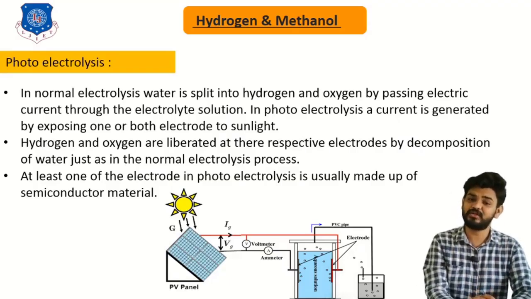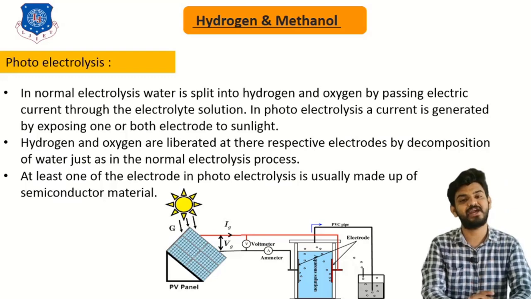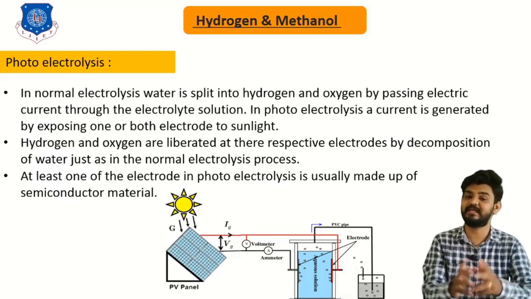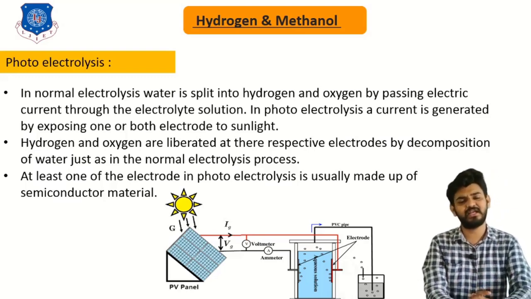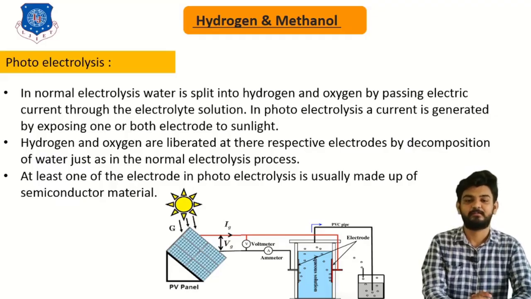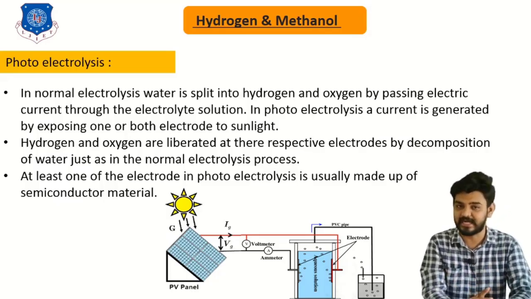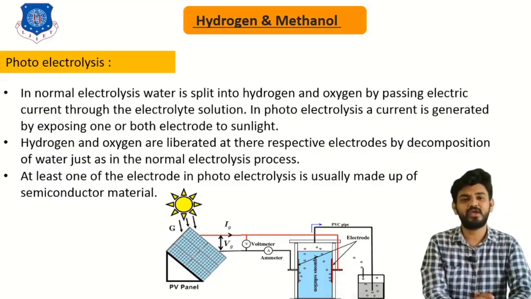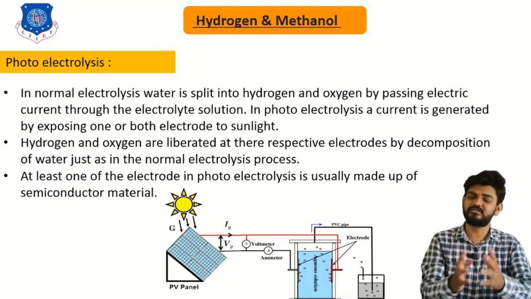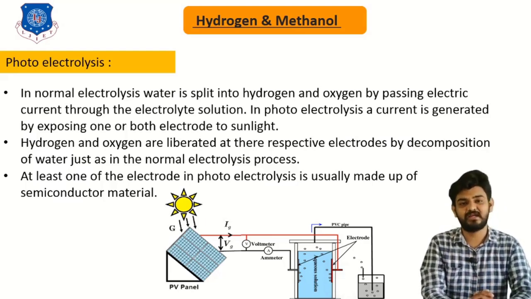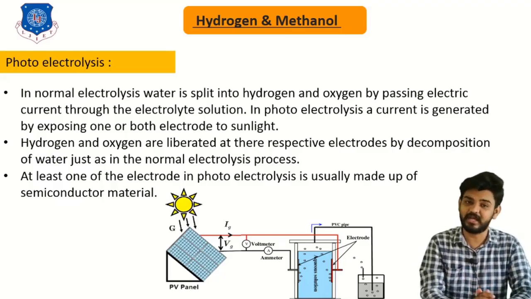In normal electrolysis, water is split into hydrogen and oxygen by passing electric current through the electrolyte solution. But in photoelectrolysis, this current is generated by exposing one or both electrodes to sunlight. So what we are going to do is expose this electrode to the sunlight so that we can generate the electricity directly from the electrode.